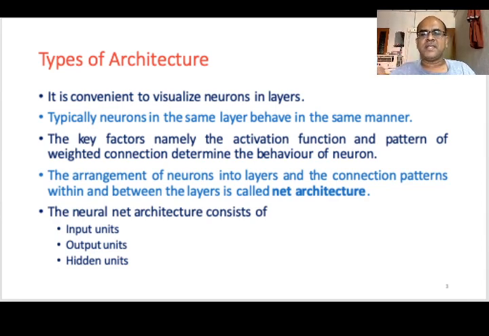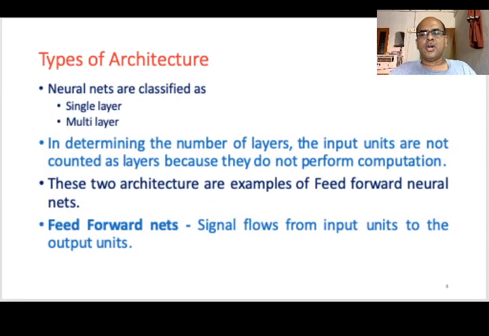The neural network basically consists of certain input units, output units, and hidden units. Broadly, a neural network can be classified as single layer or multi-layer. Whenever you want to find out how many layers a particular neural network has, the input layer, or what I call the input units, is not counted as a layer because the input units do not perform any kind of computation.